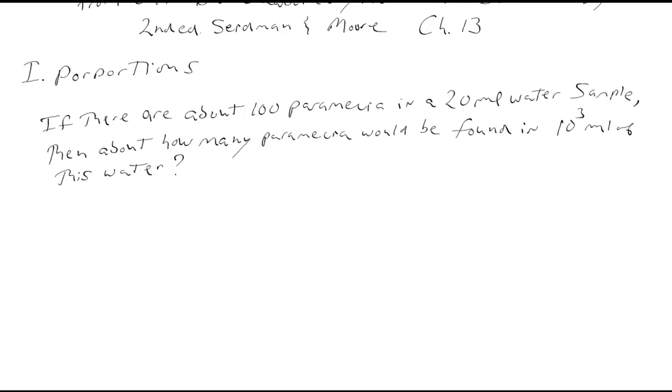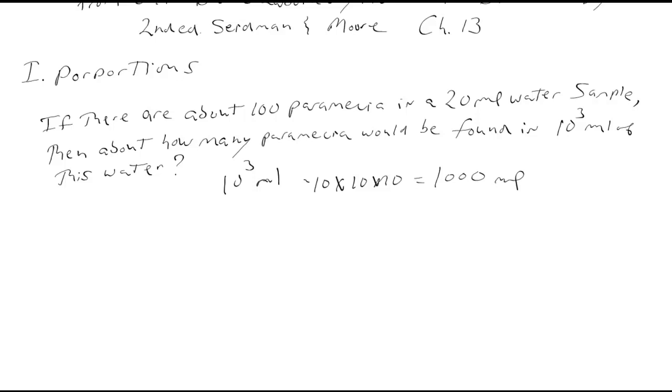If there are about 100 paramecia in a 20 milliliter water sample, then about how many paramecia would be found in 10 to the third mL of this water? And we're going to look at a couple of strategies to solve this problem. First of all, let's look at the 10 to the 3 milliliters. How many is that? Remember, when we talked about exponents, 10 to the 3 is equivalent to 10 times 10 times 10, which is equal to 1,000. So the question is, if there are 100 paramecia in 20 mLs, about how many are going to be in 1,000 milliliters?